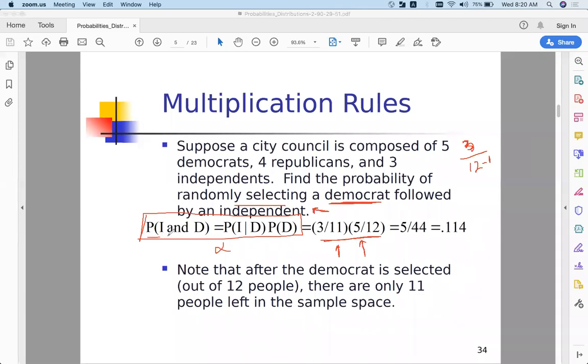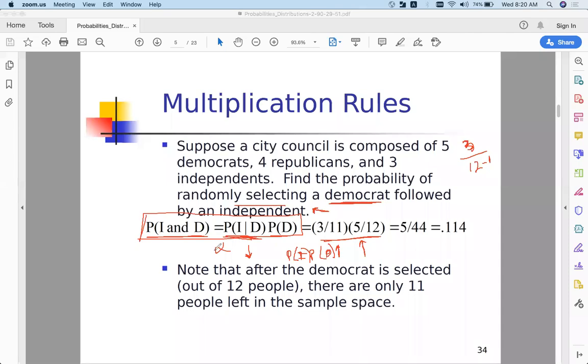What they're trying to explain is that P of I and D can also be written as P of I given D, multiplied by P of D. Had it been independent events, the formula would be P of I multiplied by P of D. But given that they are using P of I given D, that means there is some dependence. It doesn't mean that they are independent events. You're right on that. That's what I'm trying to say.